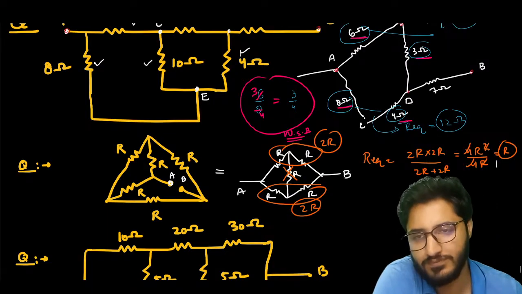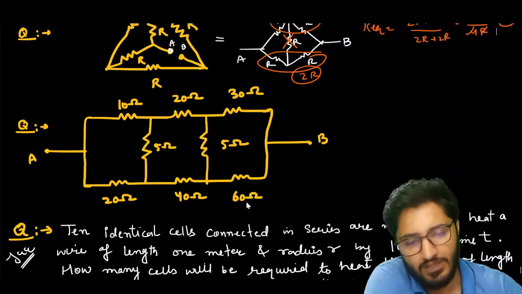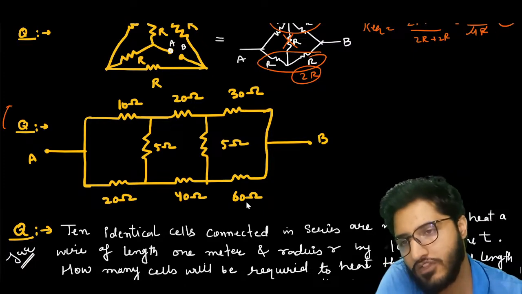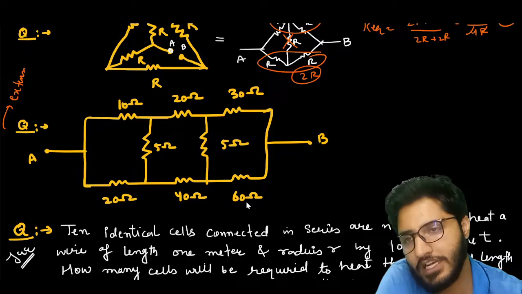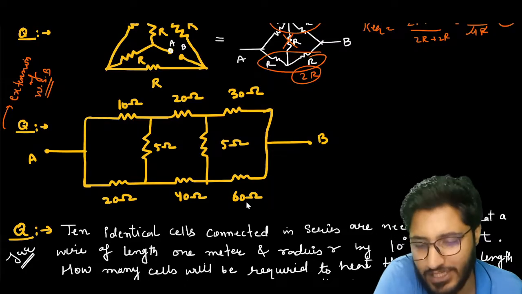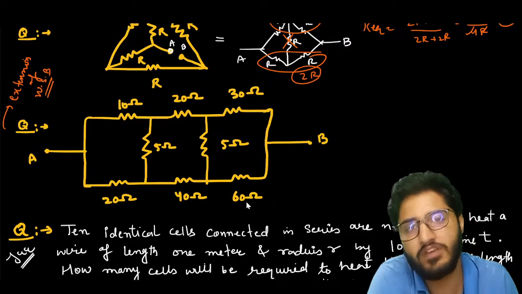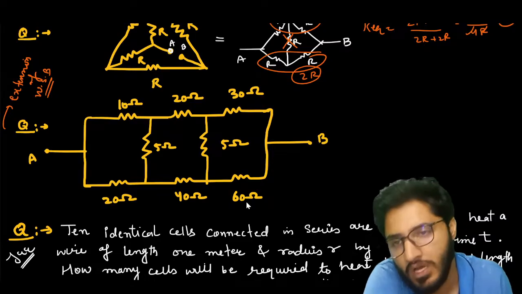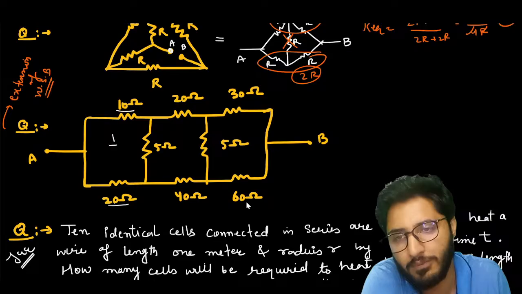One more. This one now. This is a case of extension of Wheatstone bridge. Sir, how will we define it, look now. What is the ratio of 10 by 20? Sir, ratio will be 1 by 2.